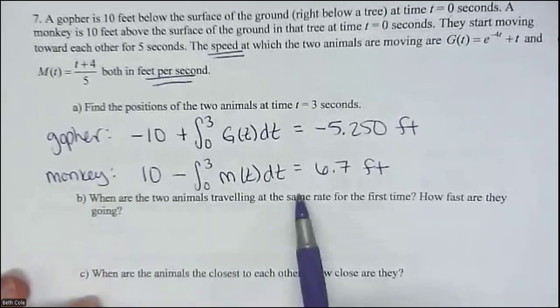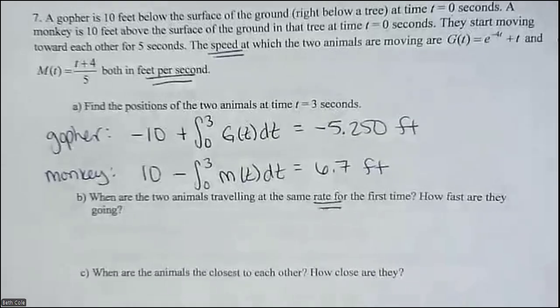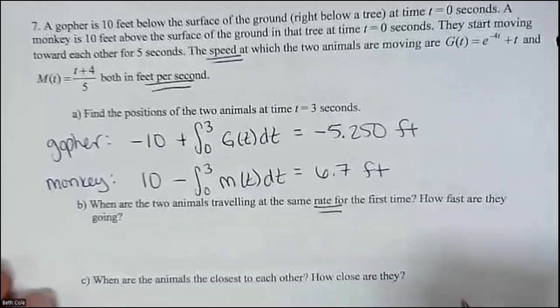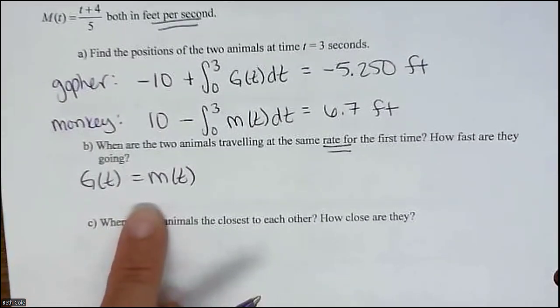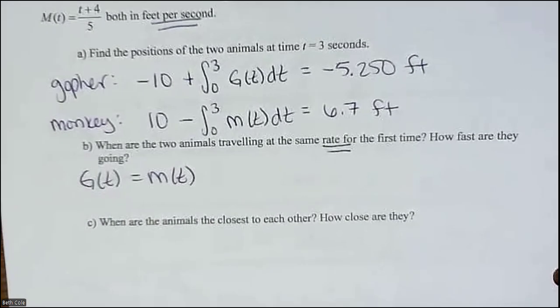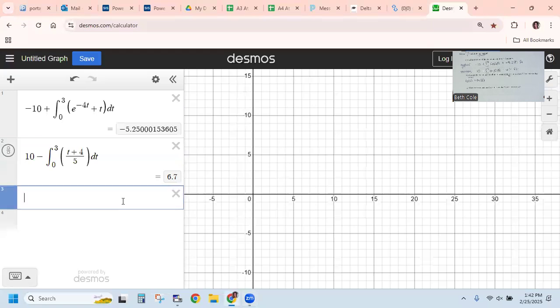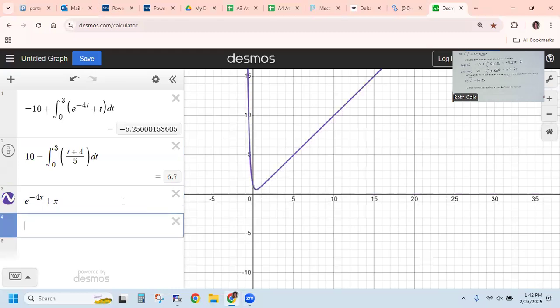When, so this is the time, are the two animals traveling at the same rate? What would I do with those two equations? Perfect. So we're going to take G of T and set it equal to M of T. Always write the setup. Usually you get a point for that. So even if you lose your mind, set them equal. And let's see what we got here. I'm going to actually leave those there. All right, what was gopher? E to the power negative, I am going to have to type X this time or the graph won't show up. Plus X. And then the other one is X plus 4 over 5.